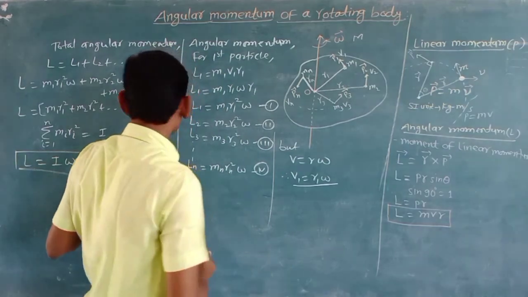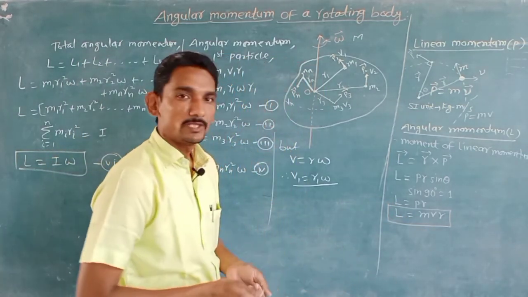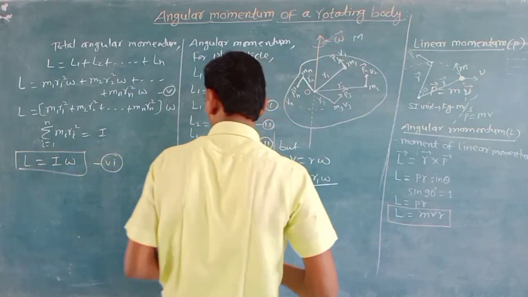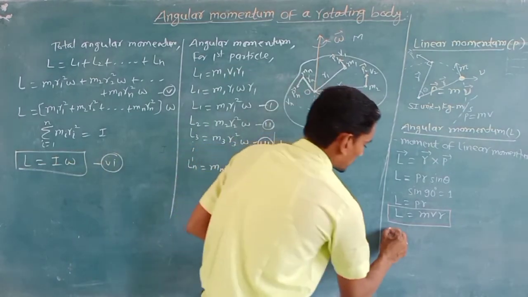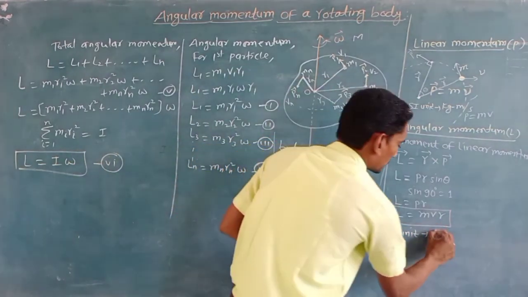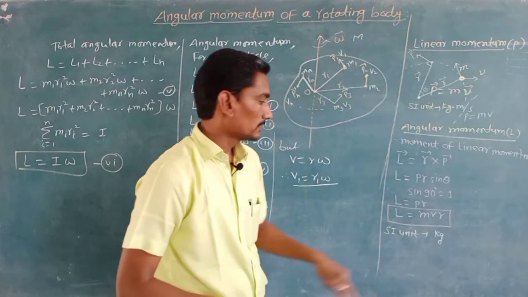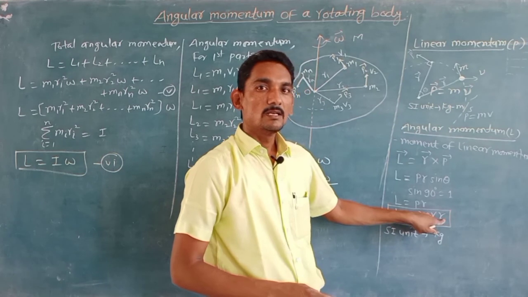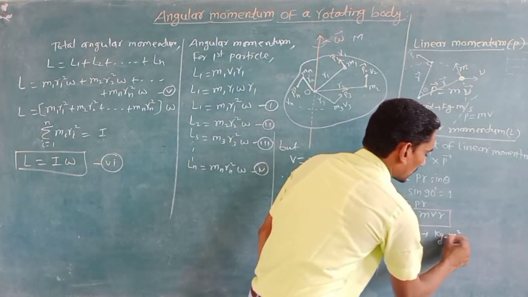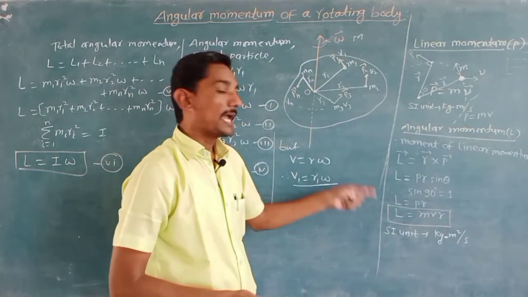Then what is the SI unit for the angular momentum? We have the formula m into v into r, so we can write the SI unit and dimensions for the angular momentum. The SI unit for angular momentum: mass in kilogram, velocity in meter per second, and r, the distance, in meter. So kilogram meter square per second is the SI unit for the angular momentum.